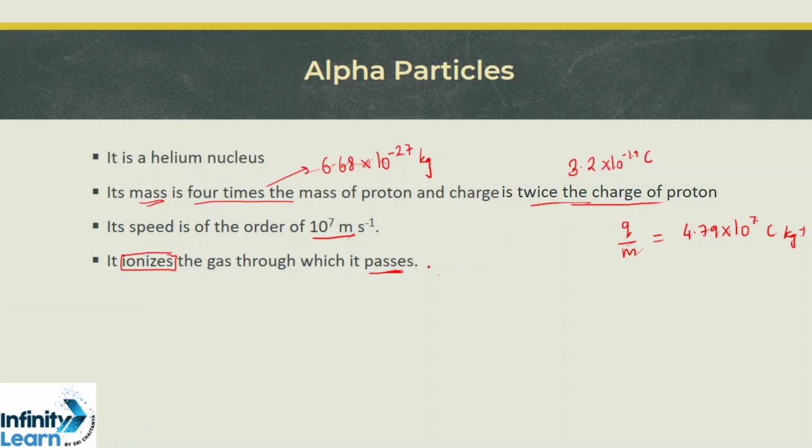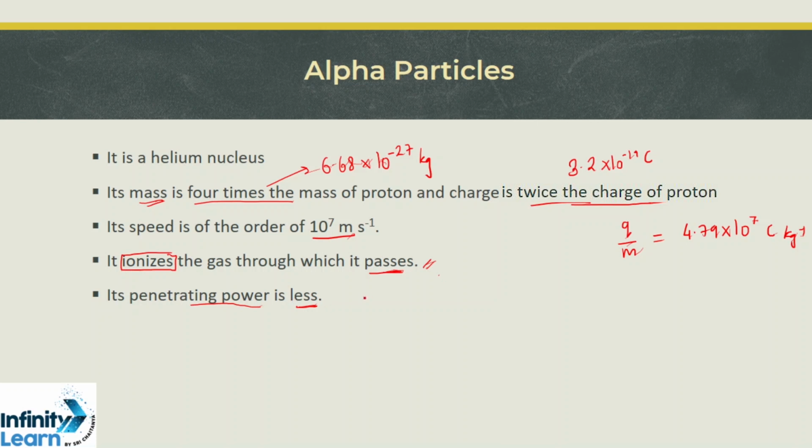Alpha particle has the highest ionizing power. Its ionizing power is 100 times that of beta particle, and it is roughly 10,000 times that of gamma radiations. Next point is about the penetrating power. The penetrating power for alpha particle is minimum or very less compared to beta and gamma.